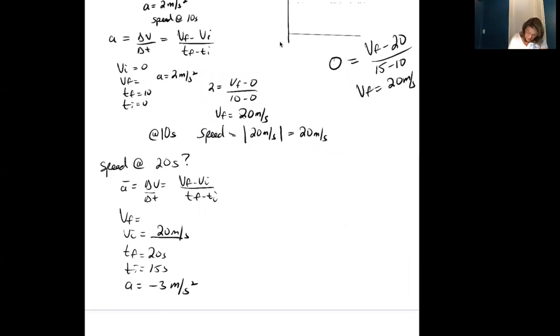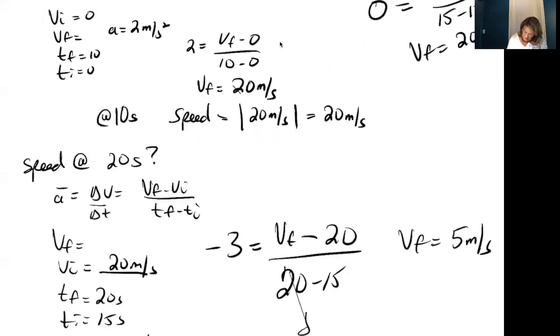Now I can solve that equation. -3 is equal to the final velocity at 20 seconds, which is what we're trying to find, minus 20 over 20 seconds minus 15, and we find the final velocity to be 5 meters per second. Now, what is the speed? Oh, gosh.